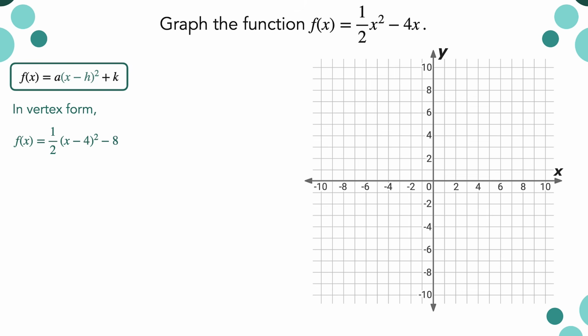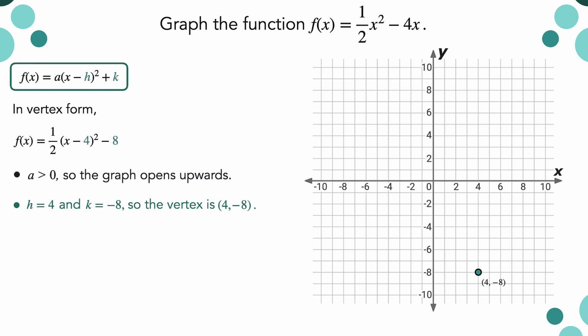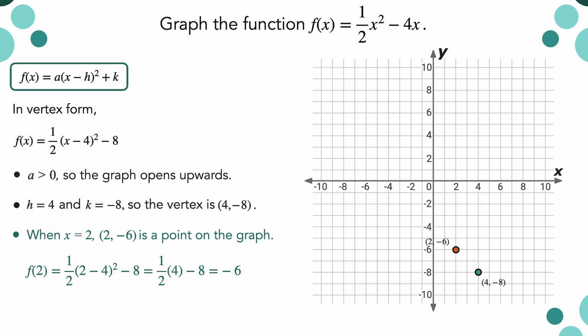Now we know how to graph this. A is positive. Our graph opens upwards. Next, the vertex is (4, negative 8). Finally, if x equals 2, then f of x equals negative 6. (2, negative 6) is a point on the graph. Its corresponding point is (6, negative 6). Here's the graph of f of x.